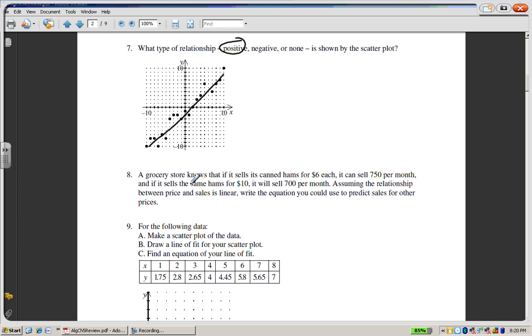All right, number 8. A grocery store knows that if it sells its canned hams for $6 each, it can sell 750 per month. If it sells the same hams for $10, it'll sell 700 per month. Assume the relationship between price and sales is linear. Write the equation you could use to predict sales for other prices.